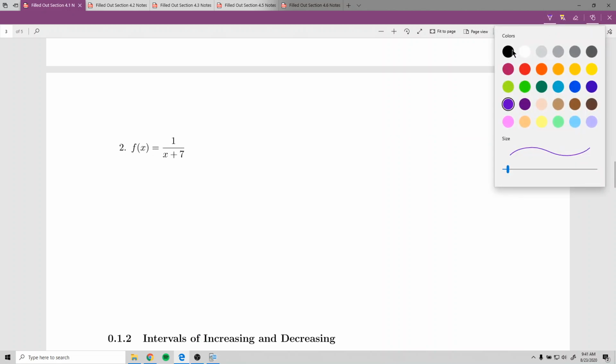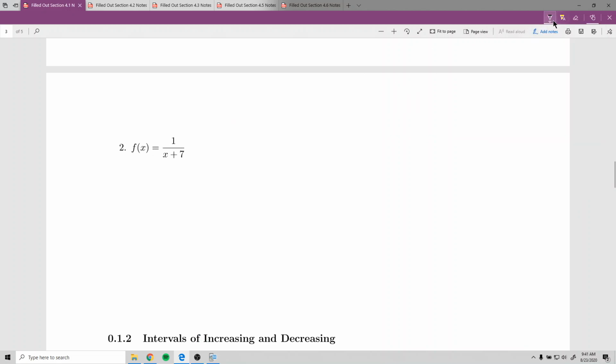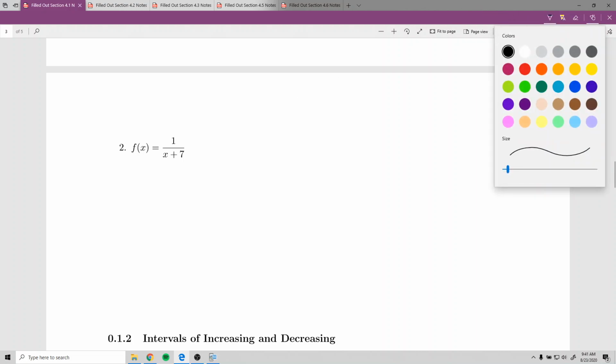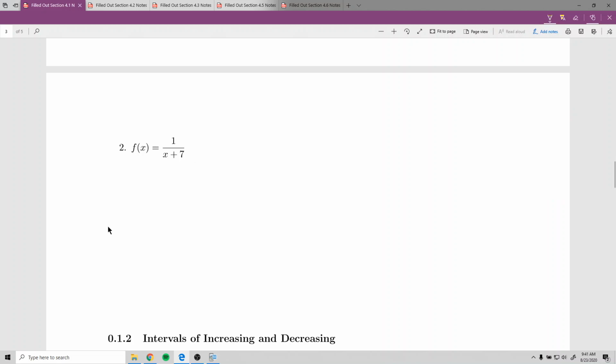All right, so number 2, we want the derivative, we want the partition numbers, and then we want the critical numbers. So I want the derivative first. Let me rewrite the directions just because it's a few steps. So we want to find the derivative, partition numbers of our derivative, and then critical numbers of our function.